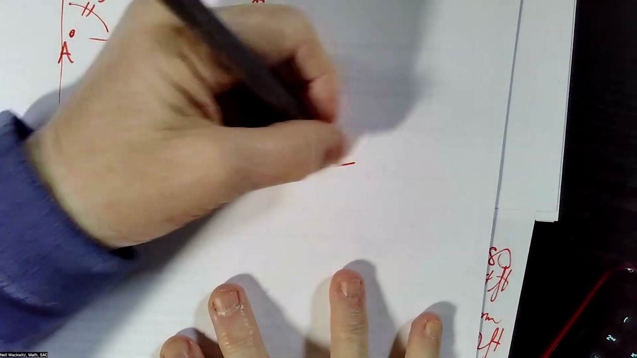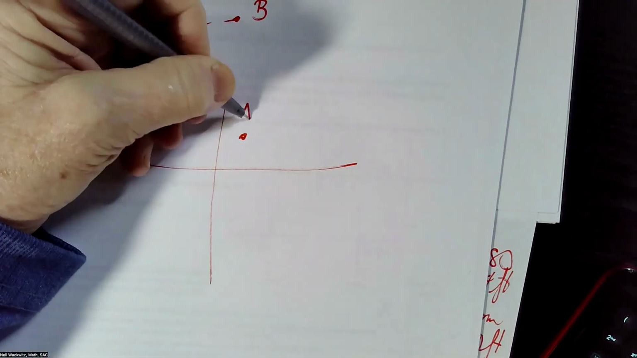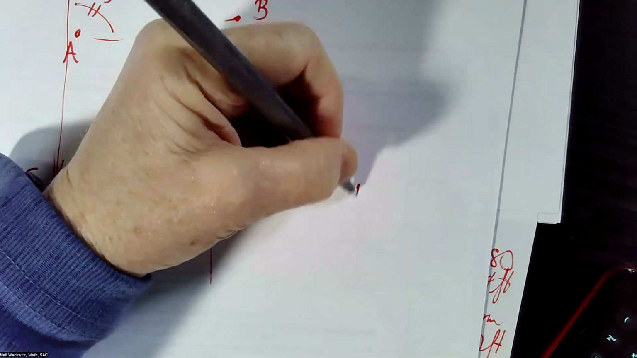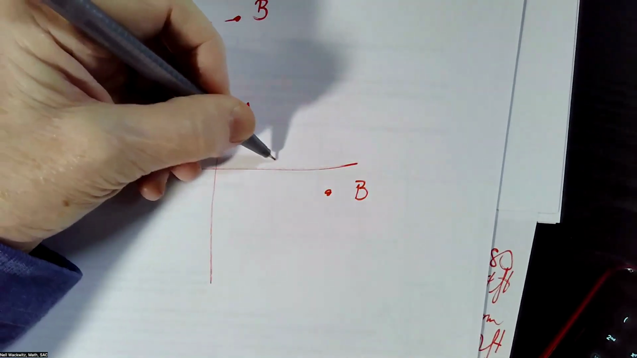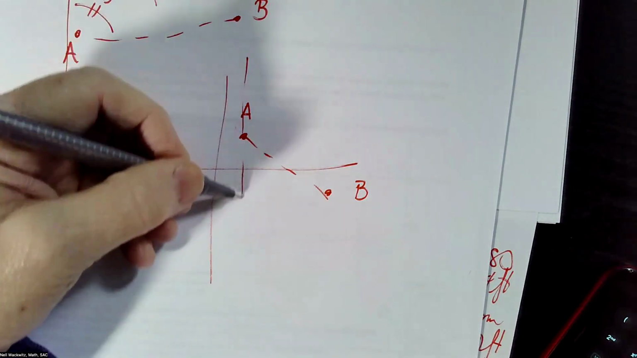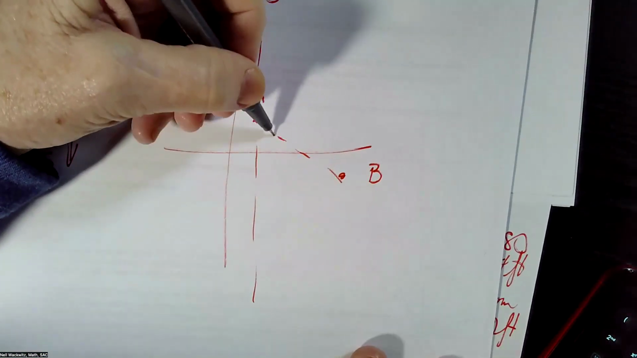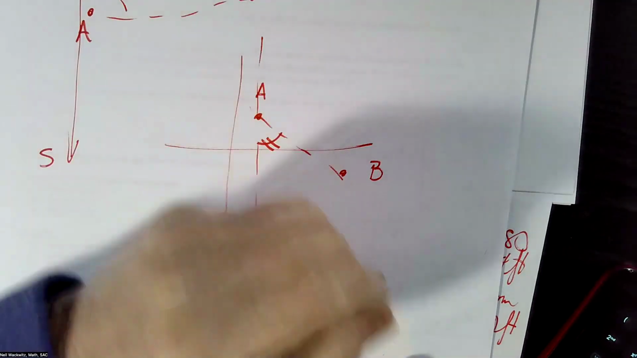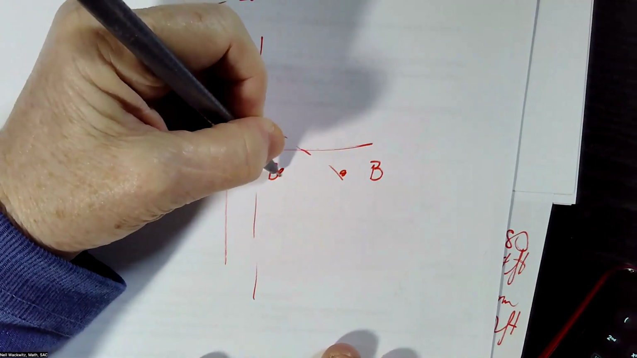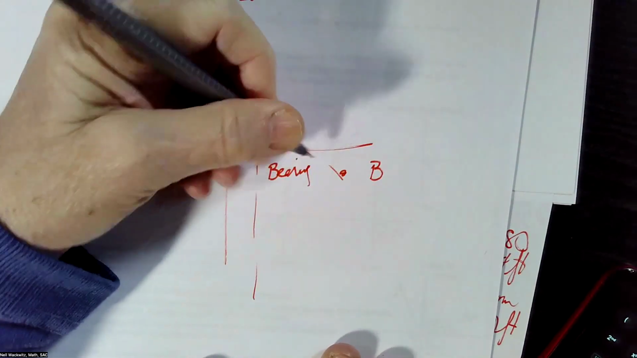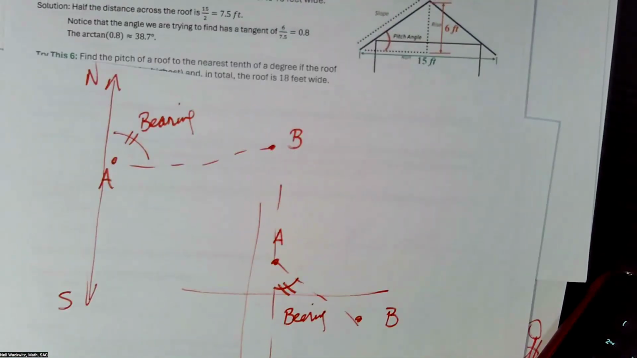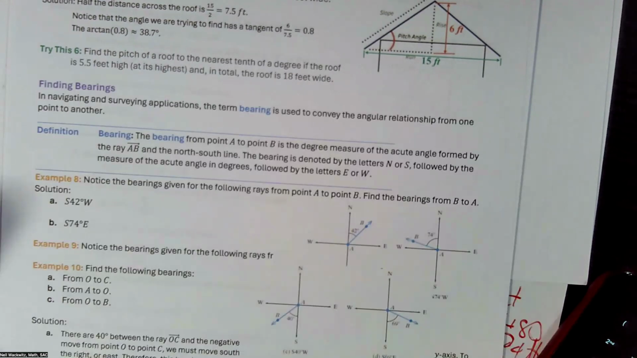What if we had A and B? Here's the north-south line. The bearing would be that angle. It's always the angle that is less than 90 degrees. Does that make sense? Okay.